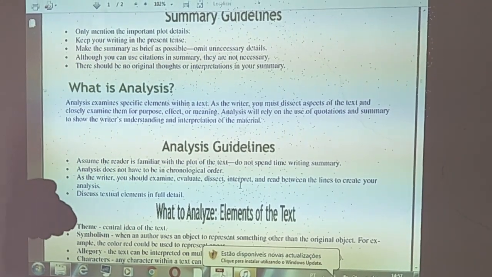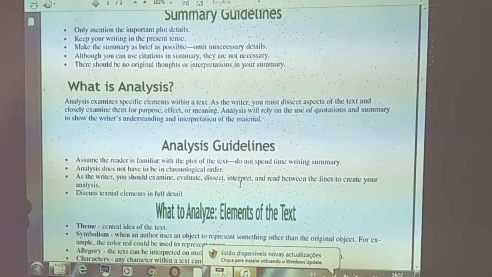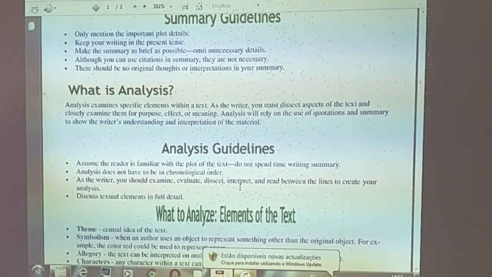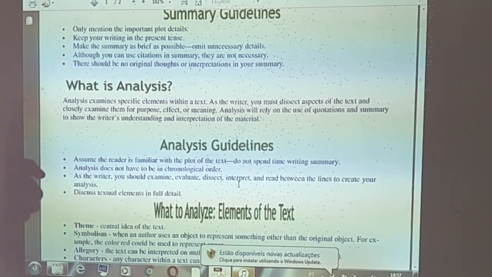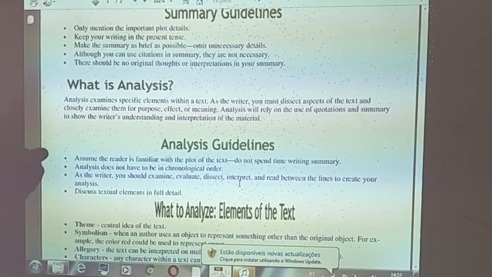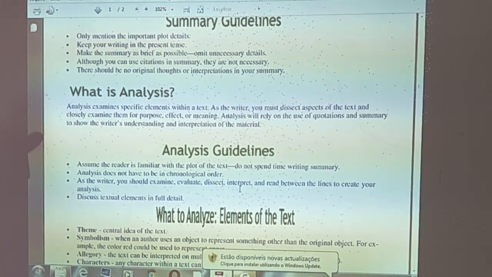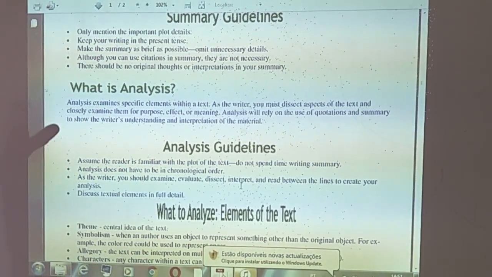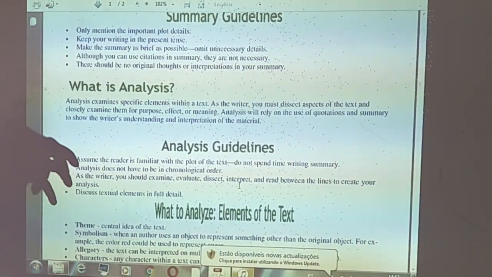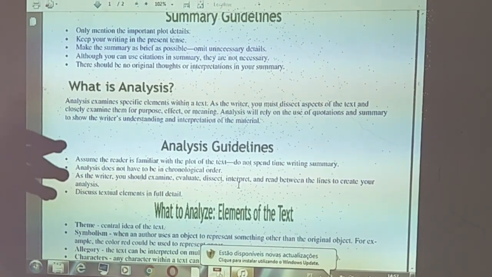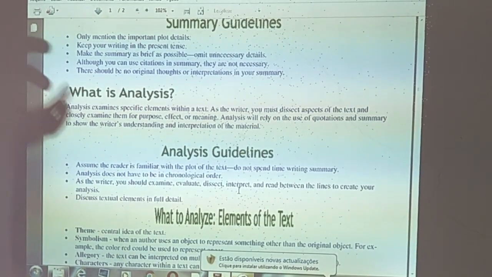I'm repeating myself too much, all right? So, as the writer, you must dissect aspects of the text and closely examine them for purpose, effect, and meaning. So that means that you must select aspects of the text and examine the purpose of the information in the text, the effect of the information in the text, and the meaning of the information in the text. Okay, that's what you have to do.